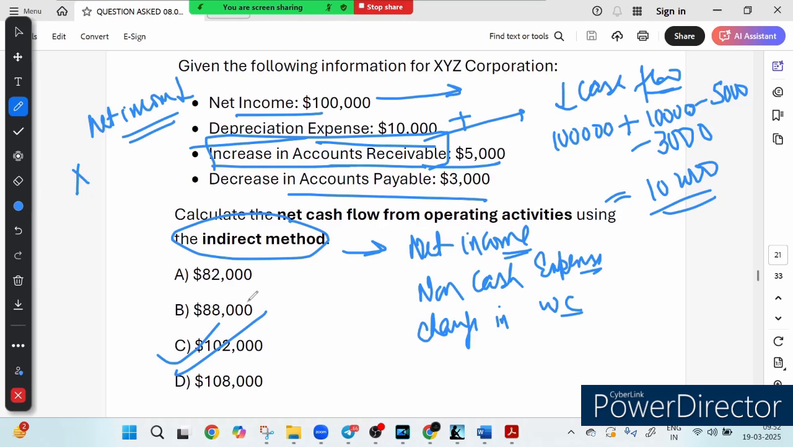So what we learned from this discussion is that cash flow from operating activity involves starting with net income, adding back non-cash expenses like depreciation and amortization, right? And adjusting for changes in the working capital, like an increase in receivable, which will reduce your cash flow.